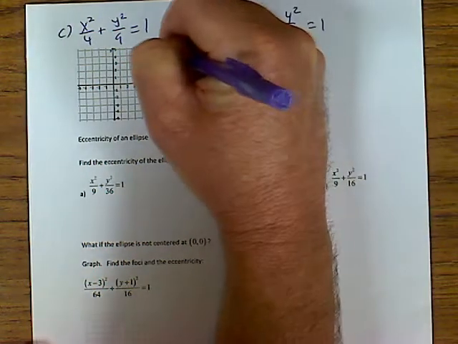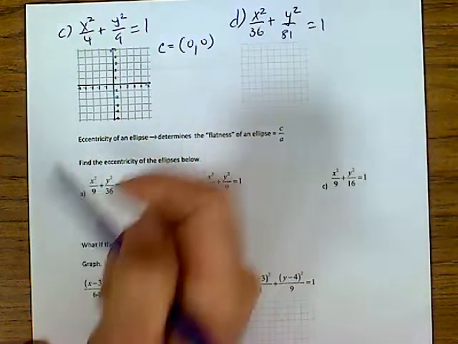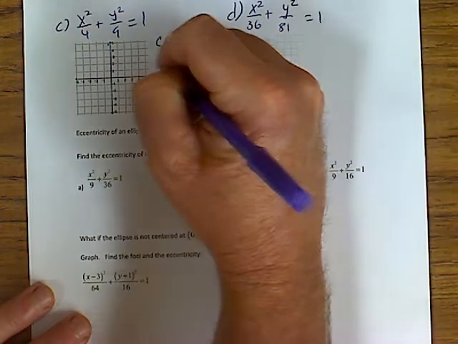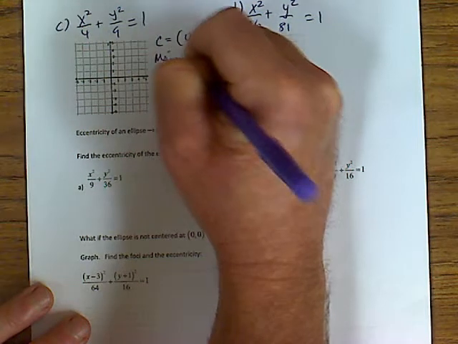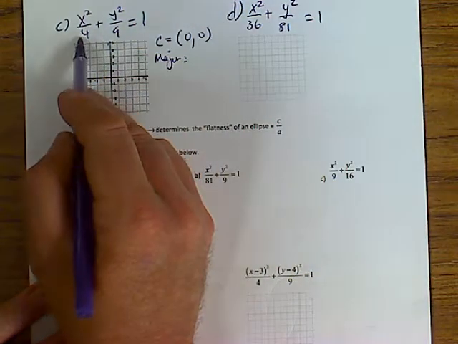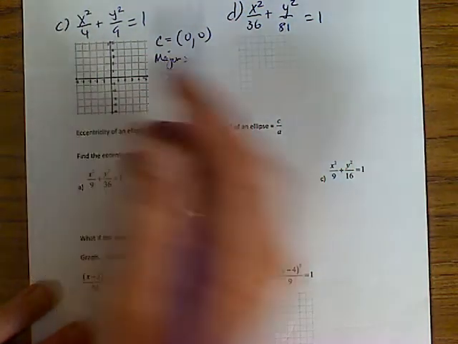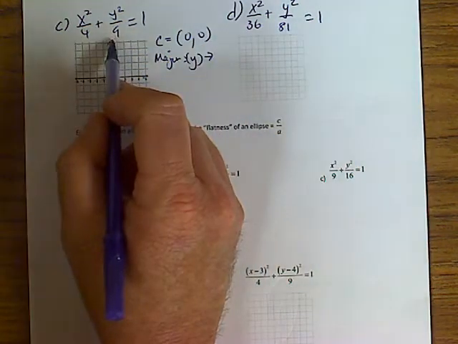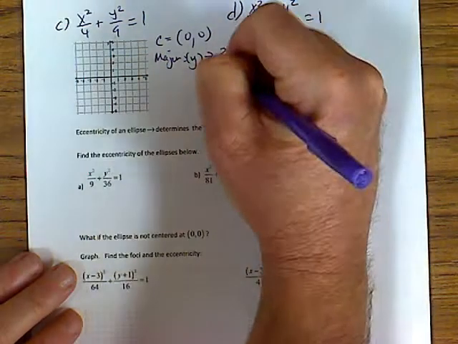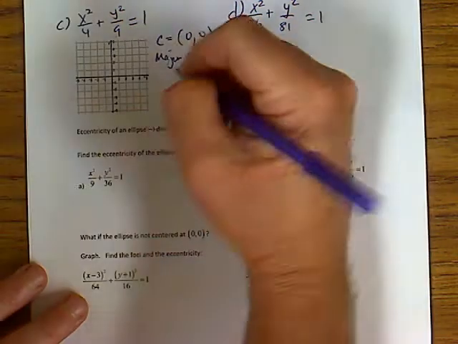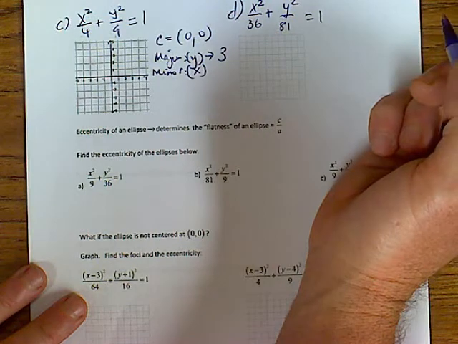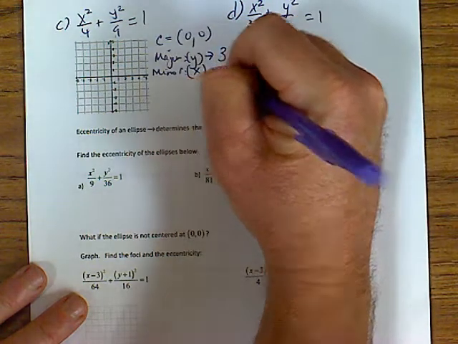So center for letter C, 0, 0. Nothing with x, nothing with y. Okay, your major axis. Which one has the biggest number underneath it? Is x bigger or is y bigger? Y is bigger. Y is the major axis. How far are you going to go? Not 9. You square root the 9. You're going to go 3 units. Okay, your minor axis is going to be x, and we'll go 2 units.